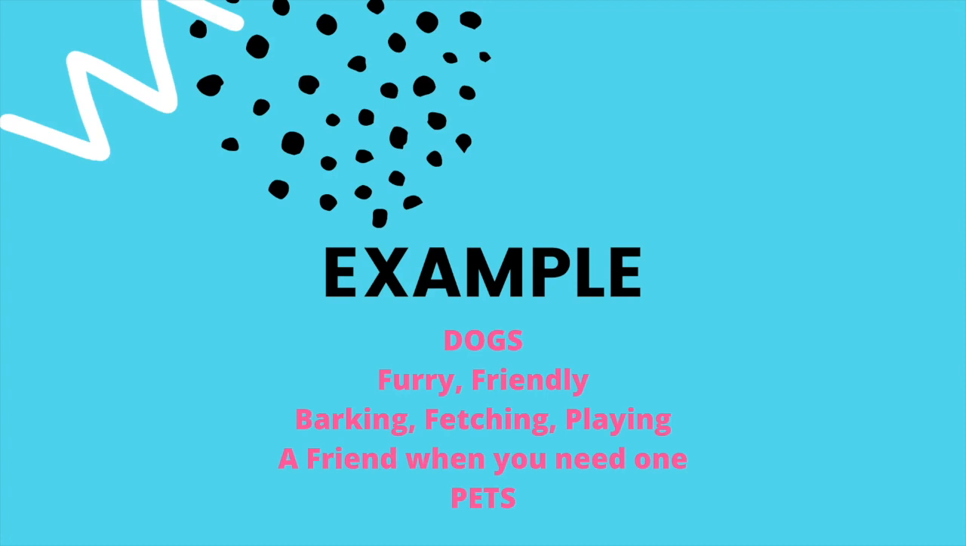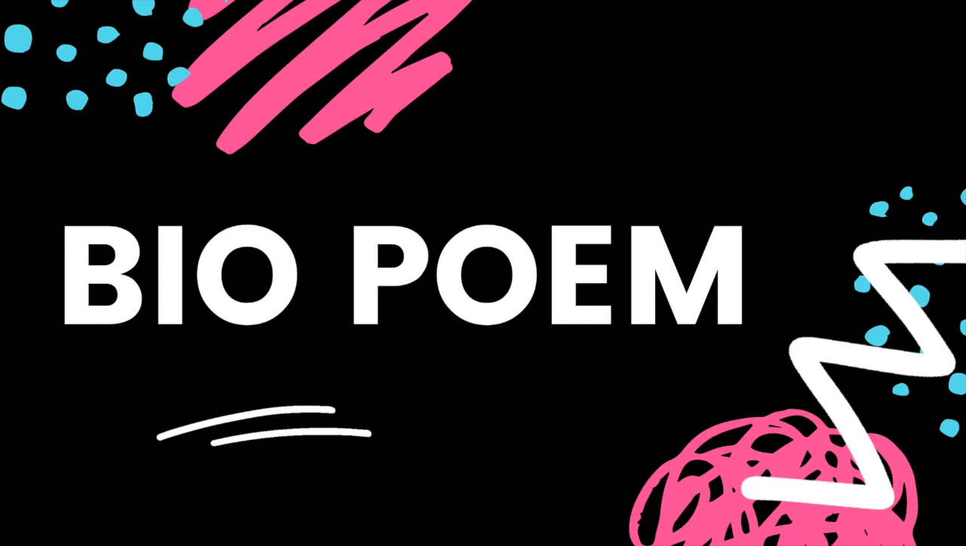Here is an example of a cinquain poem. Dogs, furry, friendly, barking, fetching, playing. A friend when you need one. Pets. The next type of poem we are going to review is called a biopoem.